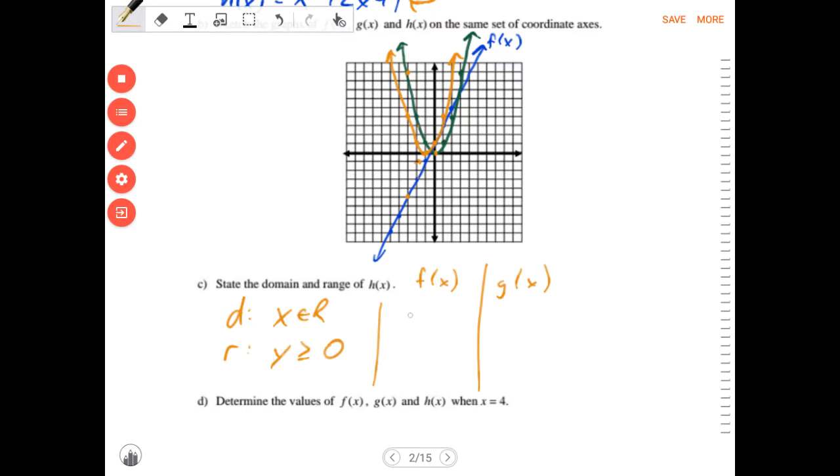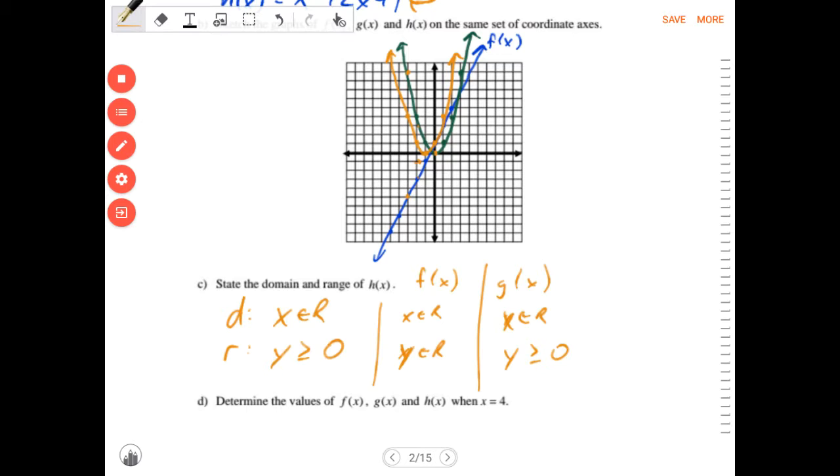So the domain for f of x was x is an element of the reals, and it's a line, so y is an element of the reals as well. Okay, so the g of x, that was x is an element of the reals, and y was greater than or equal to 0. So you can see that the domain is the same for all three. It's everything.